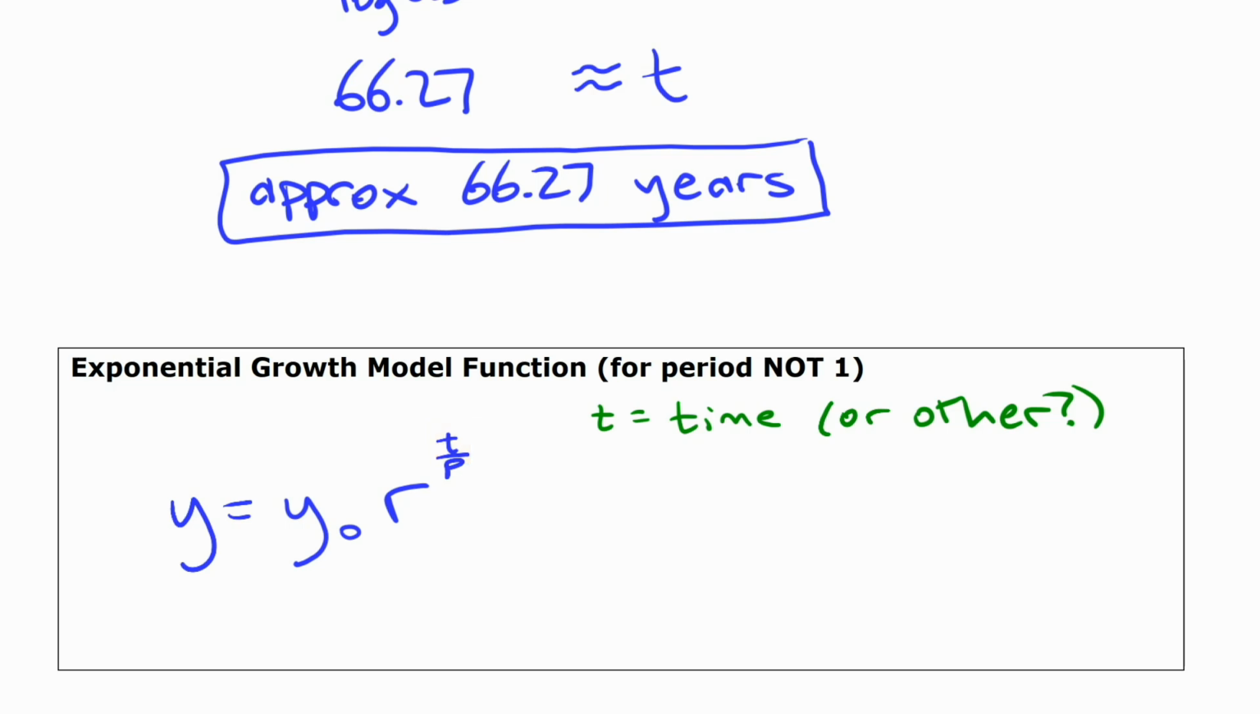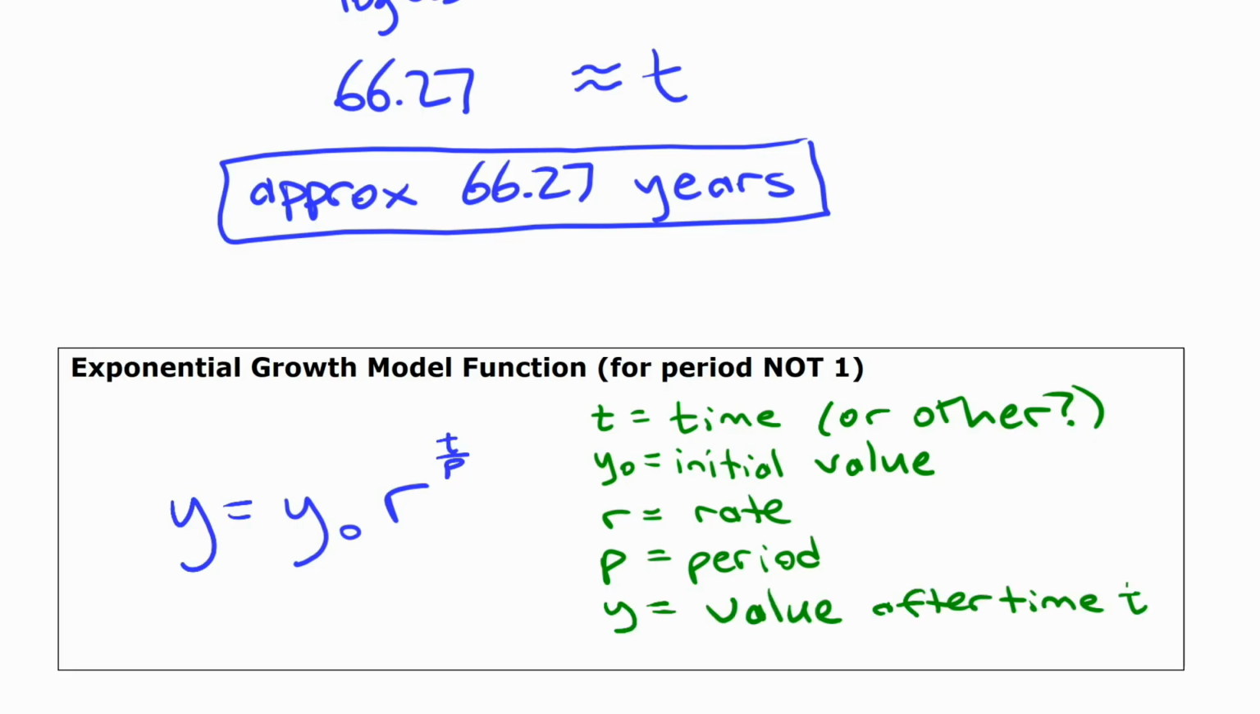But so I'm going to write time or other. And then the other variables are just the same as in part 1. We had y0 as the initial value. We had r was the rate. But the new thing here is we have p is the period. And then, of course, y is the value after that time.